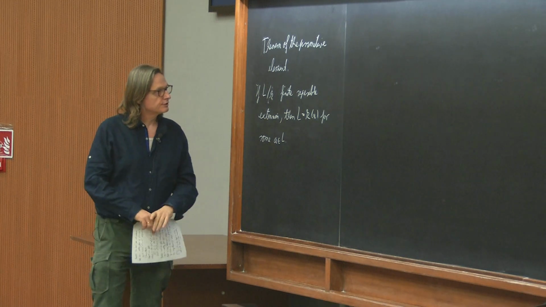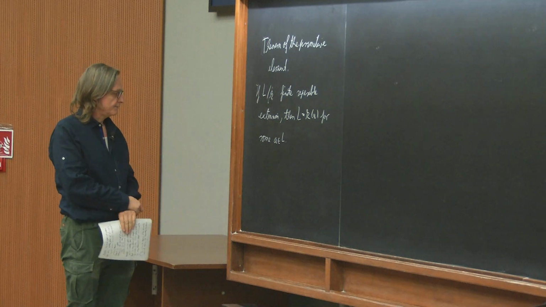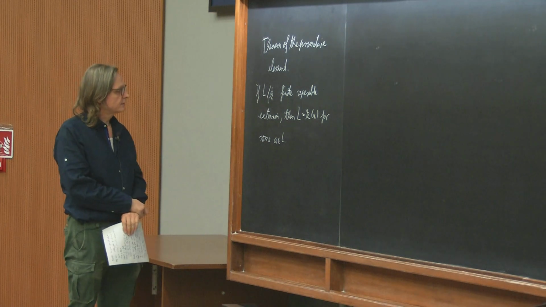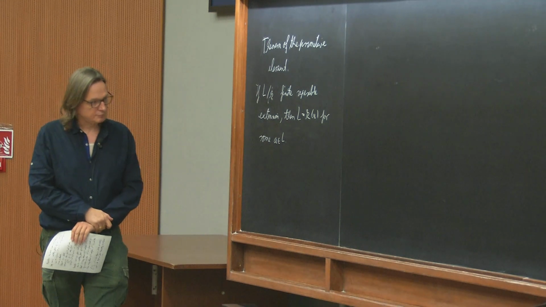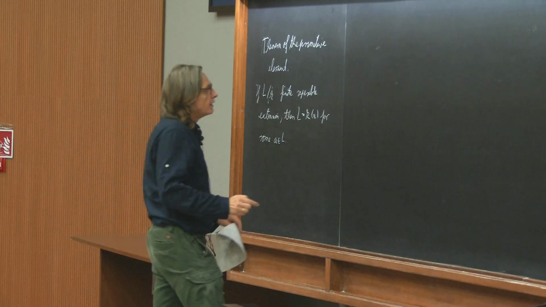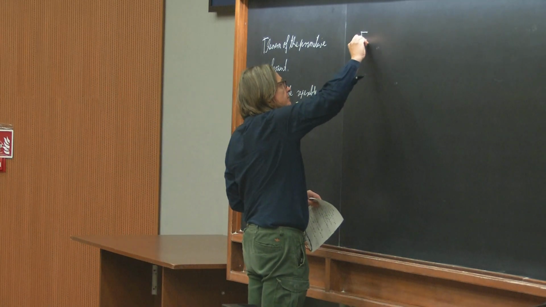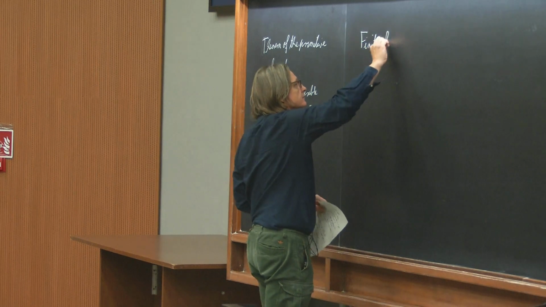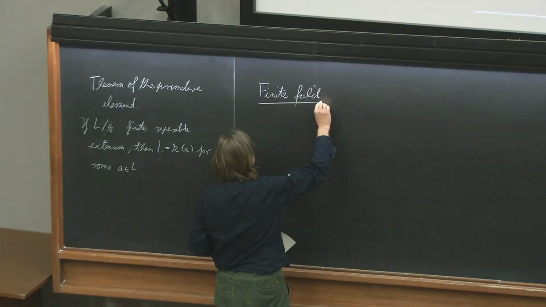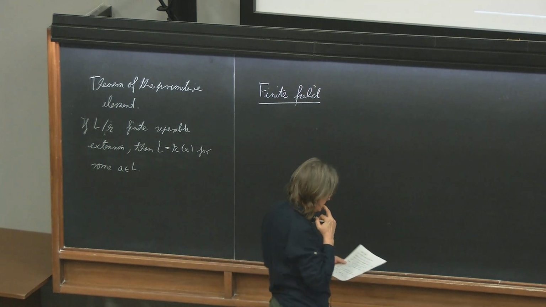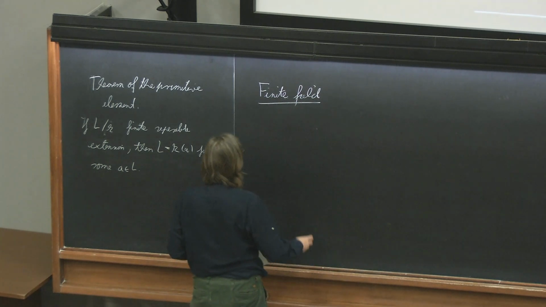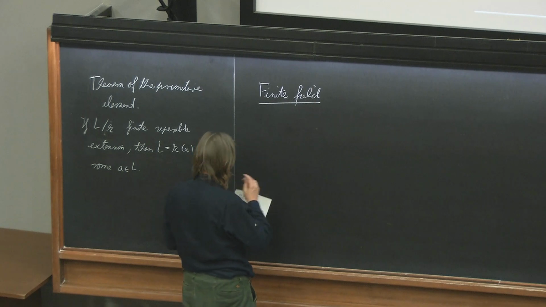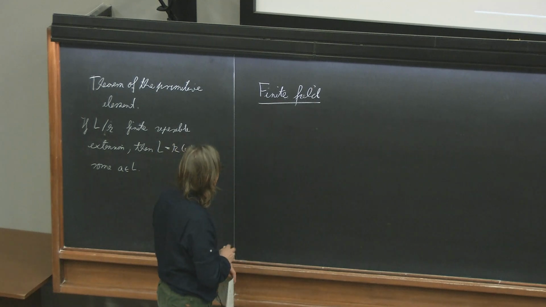First, I make a short interlude on finite fields. We want to give a classification of finite fields up to isomorphism, because it's quite simple at this stage. We want to classify finite fields up to isomorphism. So what finite fields do we know until now?